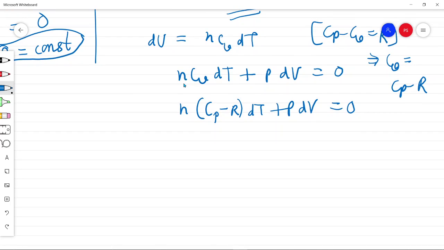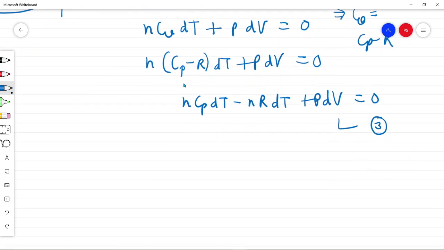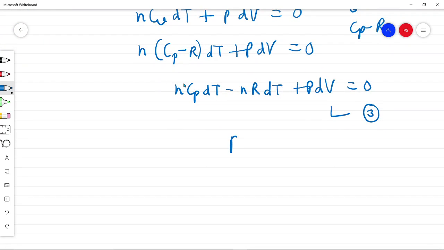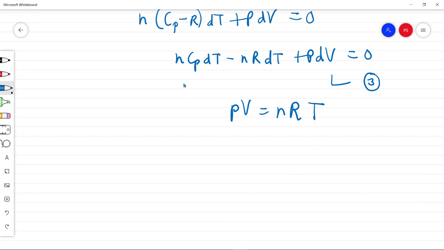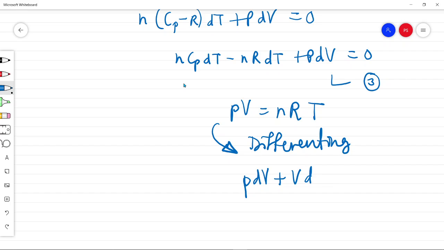Now if we separate these two terms, we get nCp dT minus nR dT plus PdV is equal to 0. Further, since PV is equal to nRT for an ideal gas, if we differentiate this, using the uv rule of differentiation, we get P dV plus V dP on the left hand side, equal to nR dT, since n and R are constants.